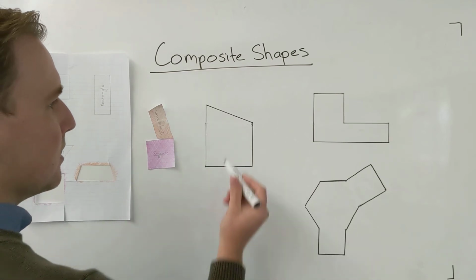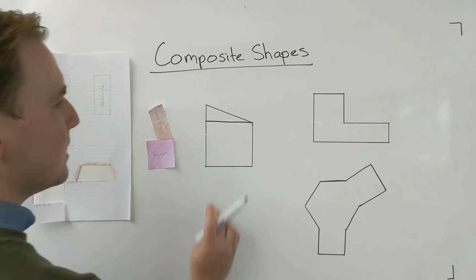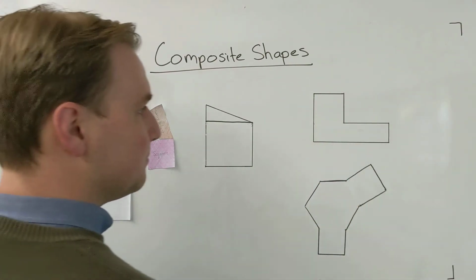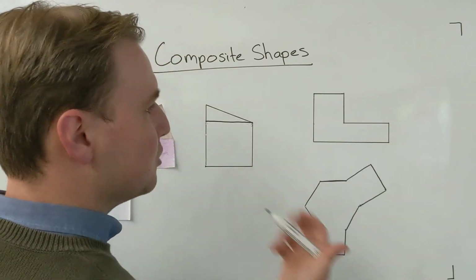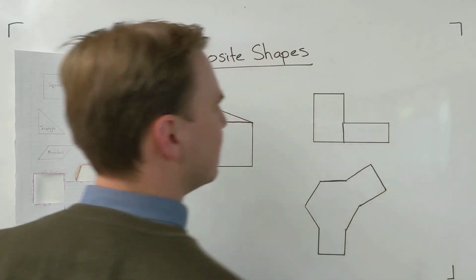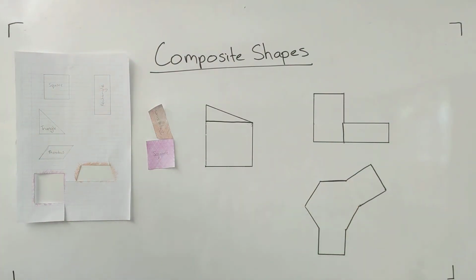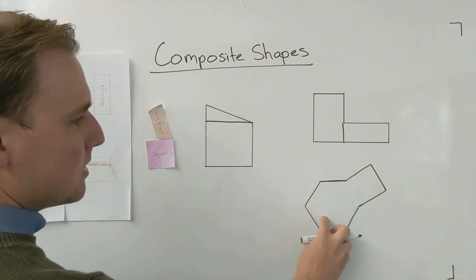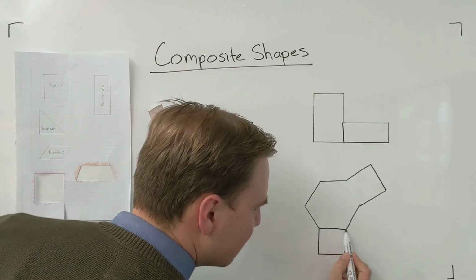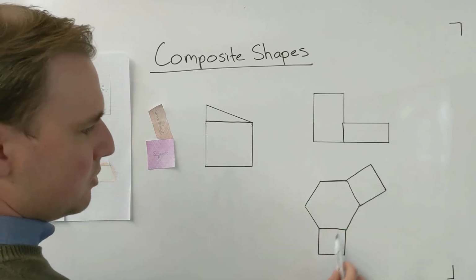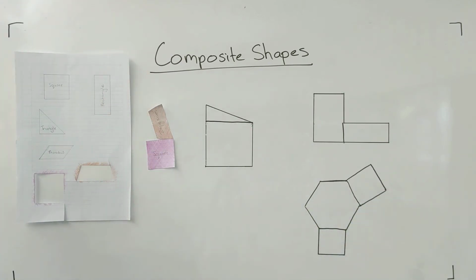We already know that this quadrilateral here can be broken down into a triangle and a square. This L kind of shape, I can see that it could be two rectangles that make up that composite shape. This composite shape is a bit trickier, but I can see a six-sided hexagon in the middle there, with two squares, or not quite squares, rectangles attached to the sides that make up that composite shape.